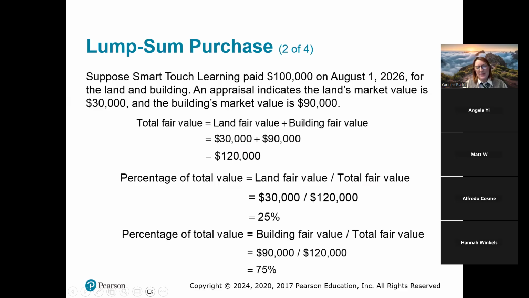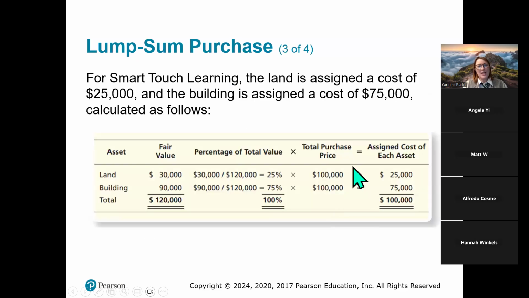And the building's fair value is 75%. Does that make sense? All we did was take their market value and divide it by the total market value of both pieces. Okay. Then we're going to use that market value proportion to apply the actual cost to those items. Because remember, even though they were valued at $120,000 together, we got them for $100,000.